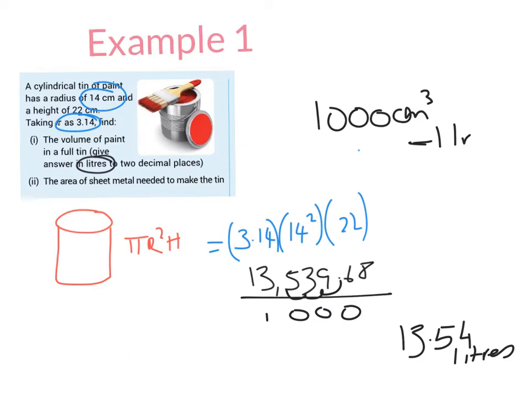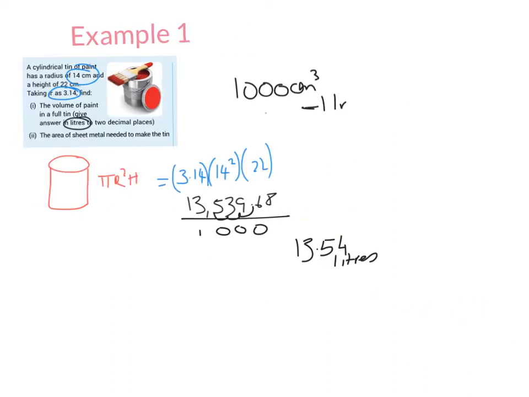Okay, and I've gotten the 5.4 by rounding here. The next part of this question asks me to find the area of the metal sheet needed to make the tin. So the tin is completely made of metal, so I need metal at the top, metal at the bottom, and metal all around the sides. So that is essentially a solid cylinder, and I'm asked to find the surface area of the solid cylinder.